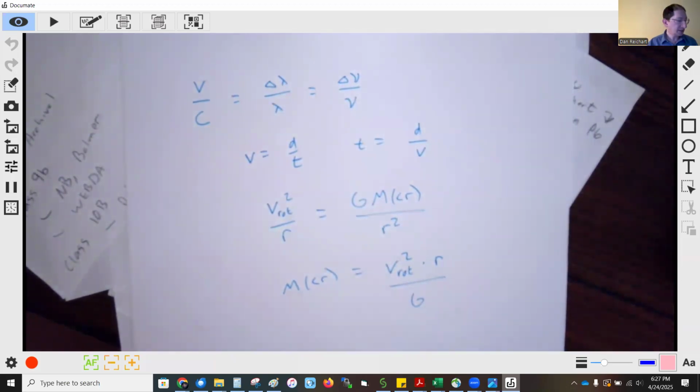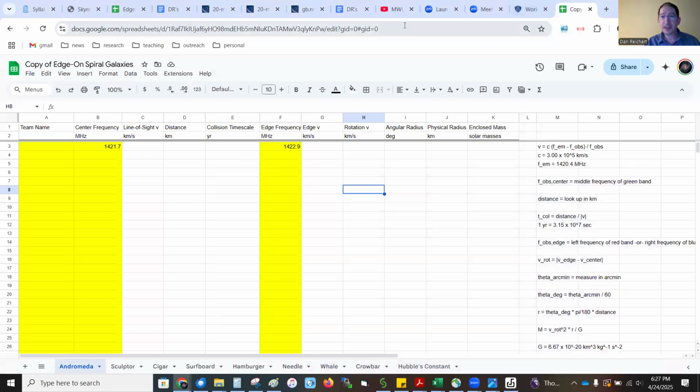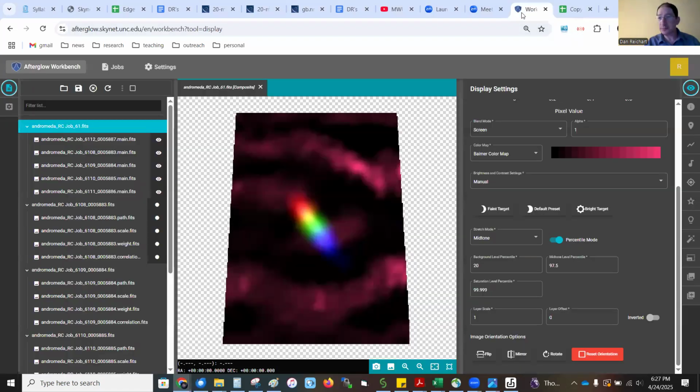Okay, so we just figured out the rotation speed. We figured out the speed of the center towards us, the speed of one edge or the other towards us. We took the absolute value of the difference, and that's the rotation speed. So now we just need the radial distance, the radius of the galaxy. So for that, we're going to go back to Afterglow.